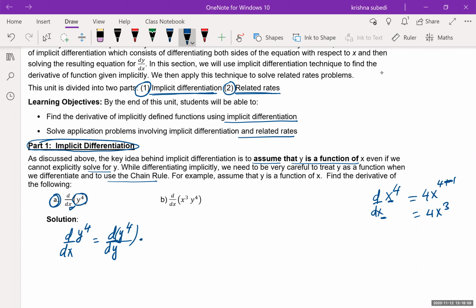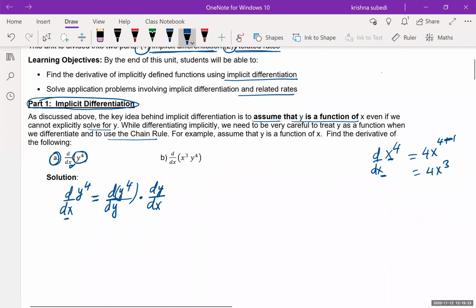But the technique here is that since we have dx there, but we wrote dy, we cannot write extra things. We cannot write whatever we like. If we write something, then that must be cancelled. I wrote dy there, so dy cancels. So basically the left hand side and right hand side are equal. They are equivalent expressions, but by doing this, we'll be able to differentiate y raised to power 4.